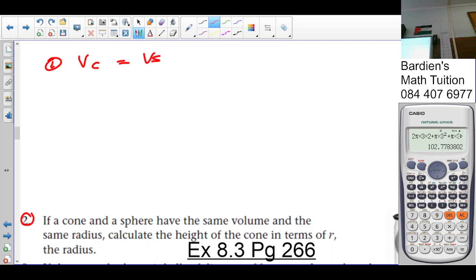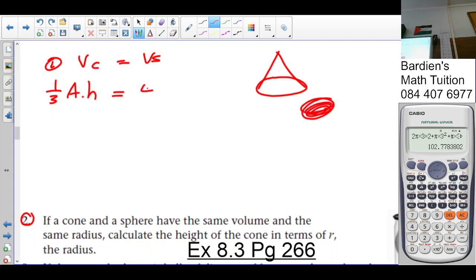Well, how do you calculate the volume of a cone? This is a conical shape now. The volume of a cone is a third times the area of the base times the height, which equals the volume of a sphere, 4 over 3 pi r cubed. So the area of the base is going to be a third pi r squared times the height of the object.